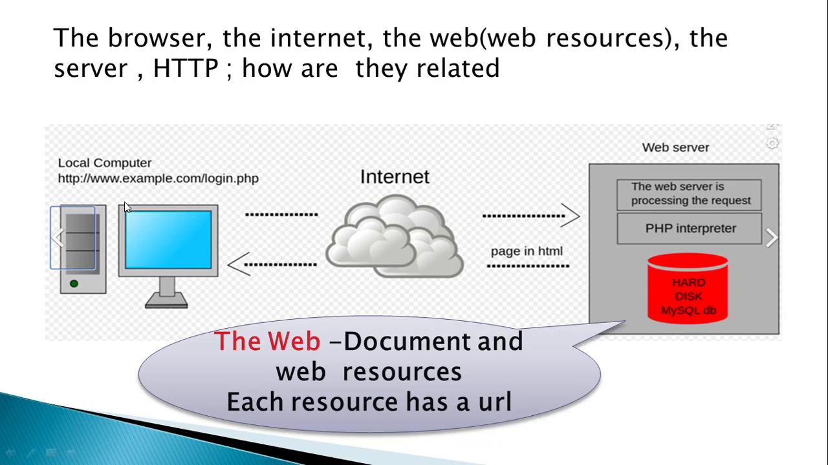So this is how it functions. You make a request through your computer with the help of your browser. The browser sends this request to the web server, and the web server processes this request and sends back the information through HTTP or HTTPS. This passes through the internet and back to your computer. So this is how they are related: the browser, the internet, the web, the server, and HTTP.